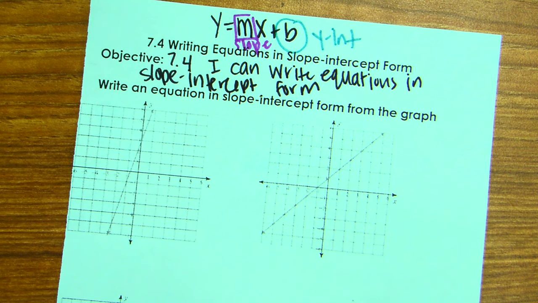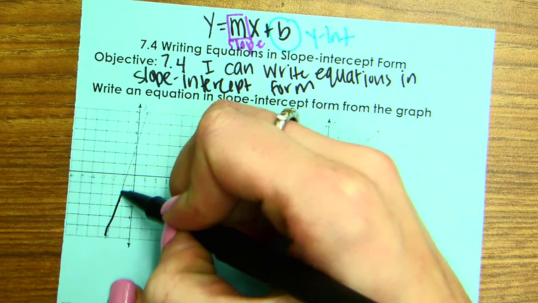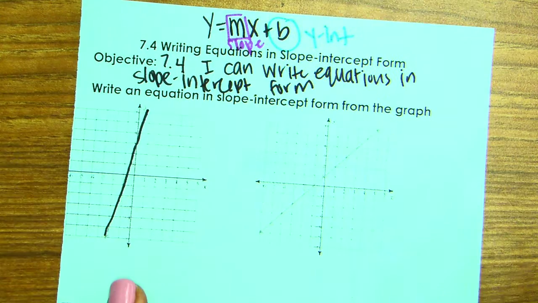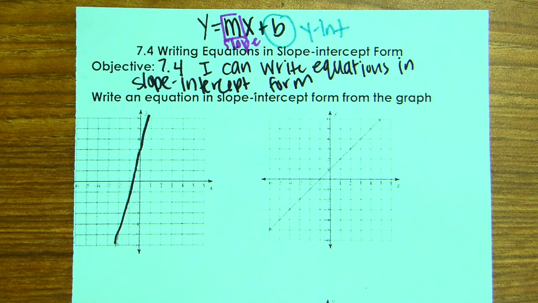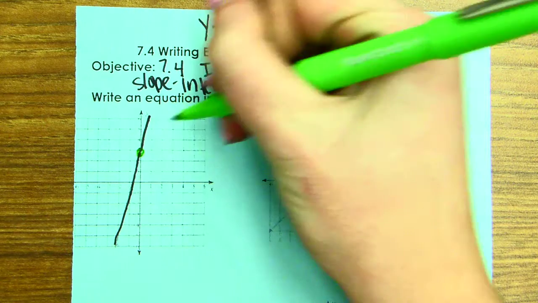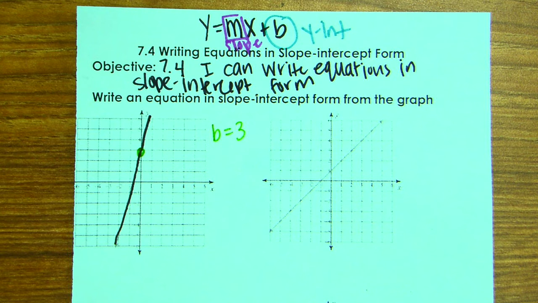So this first graph, I'm going to make it a little bit darker so it's easier to read. We need two pieces of information: the slope and the y-intercept. It's easier for me to find the y-intercept, so I start there. Where does this line cross the y-axis? It crosses at positive 3. So my b is going to be 3.